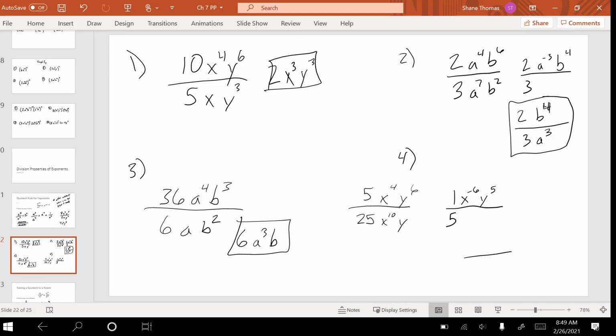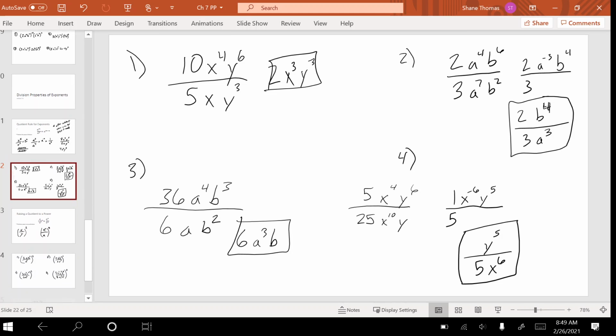So I take that to the bottom with the 5, right? Left on top, I have 1 y to the 5th, or just y to the 5th. You guys were making this way too hard, okay? Write them all as one fraction. Don't try to split them all up. All right, write them all as one fraction. Do your subtraction. Whatever's left is left, okay?